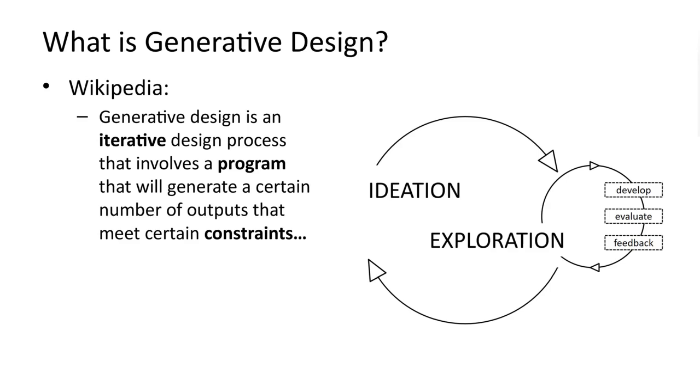In the diagram, the iterative process is depicted as two nested loops, the ideation loop and the exploration loop. In the ideation loop, new concepts are created, while in the exploration loop, those concepts are developed, evaluated, and modified. It is in the exploration loop that computational approaches can be most readily applied. The second key point in the Wikipedia definition is that the outcomes that get generated may need to meet certain constraints. These constraints can make the coding of the program more complex.